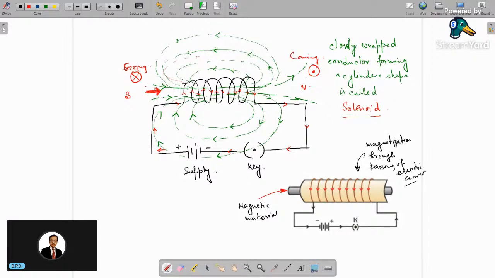Any questions? Sorry, no questions. So let us move to today's last topic, which is the force on a current carrying conductor. That will also reveal something, that is force through the current carrying conductor.